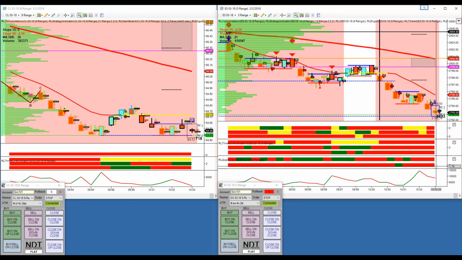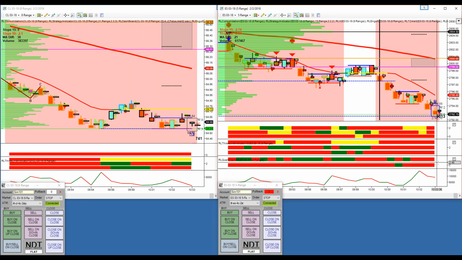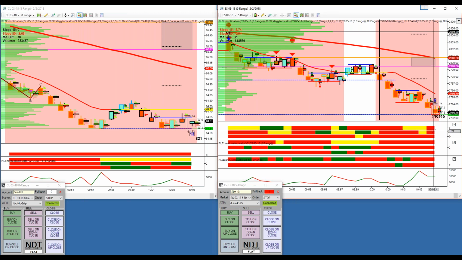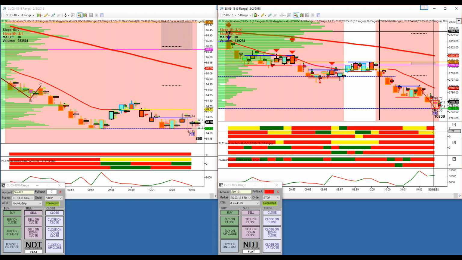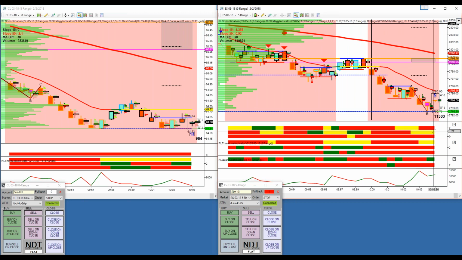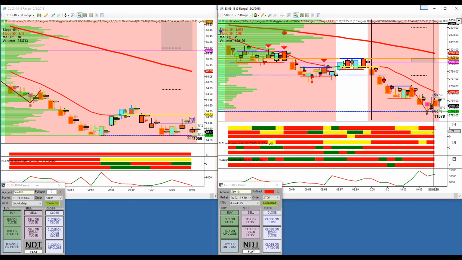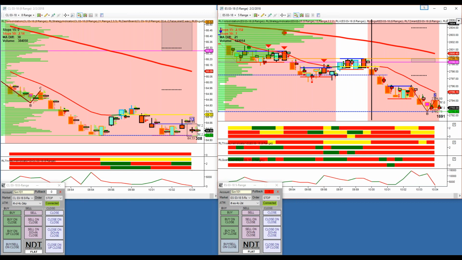Tell you, we should be done. And we're still slugging it out here. No continuation short into a pivot and low of day. This is where we look for a reversal. MA diff is 21. We're way oversold. No continuation here.